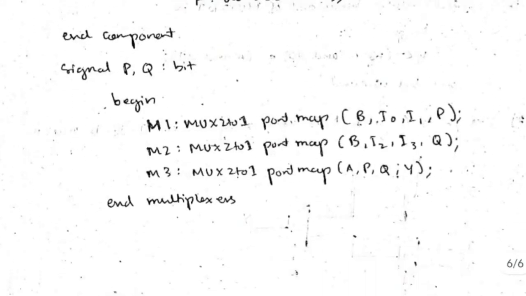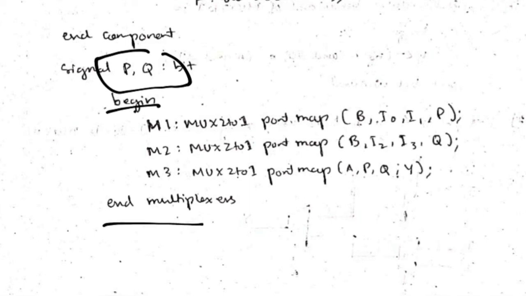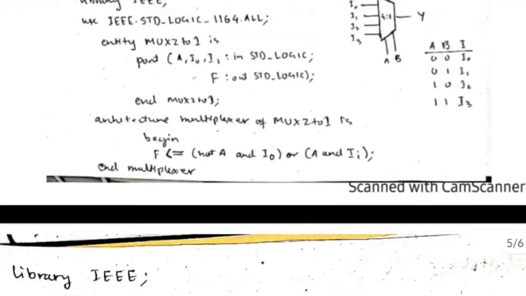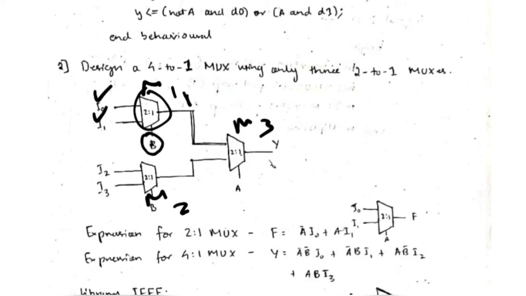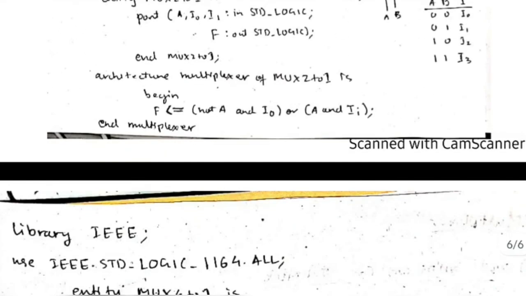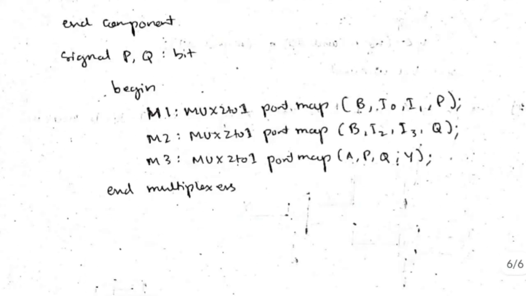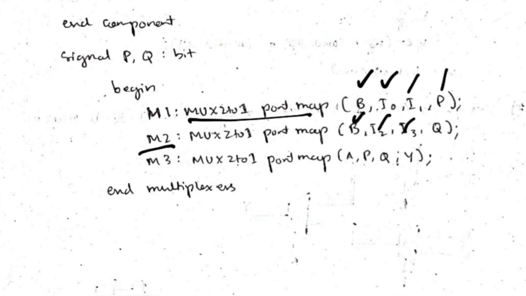Now after specifying the signals, we'll begin the architecture part and end here, and in between we will write M1, M2 and M3. Now what are M1, M2 and M3? Three multiplexers are used. This is M1, this is M2, this is M3. For M1, the inputs are I0, I1 and B, and the output is P. We will be calling this component and specifying the inputs B, I0, I1 and P. Similarly for M2, B, I2, I3 and Q.